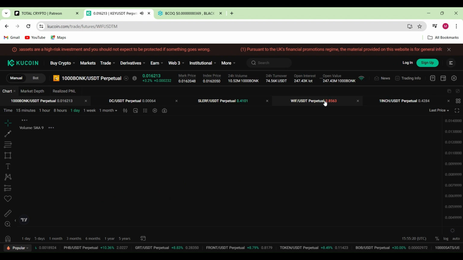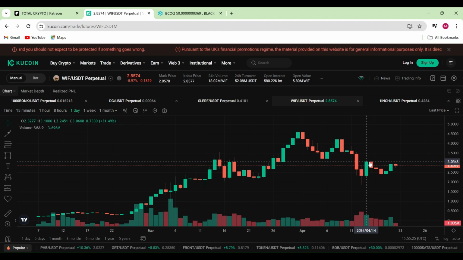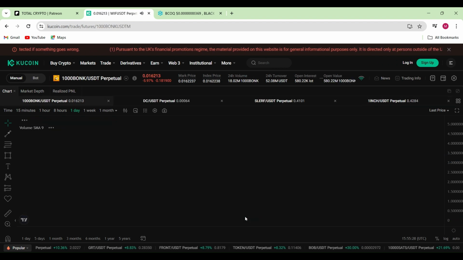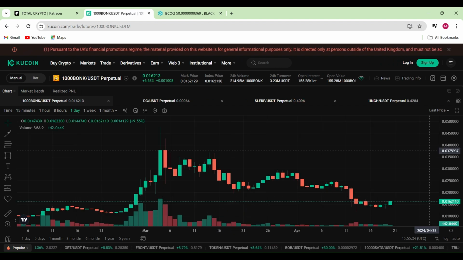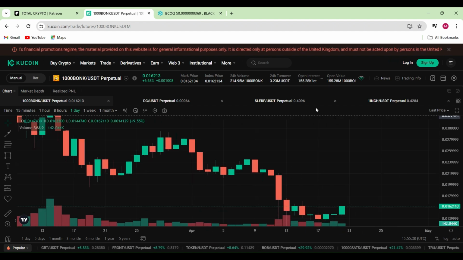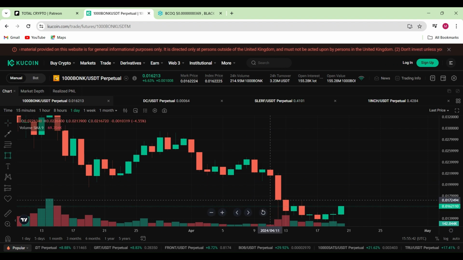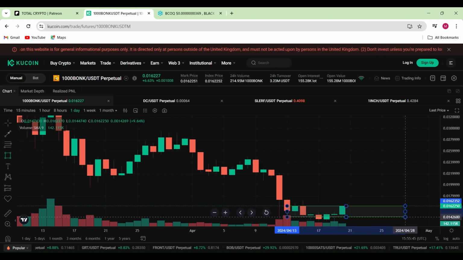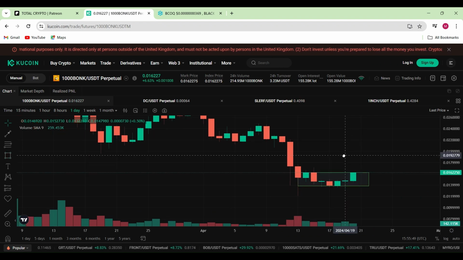Let's go into WIF. WIF looks like we just need to break. No, you know what? That's not. No, I don't like this one actually. Let's have a look at slerf. Slerf is not looking. Oh, actually, slerf is looking alright. Slerf could be a good one as a demonstration. Let's have a look. Right, okay, so we need to break up and above the rectangular box over here for me to consider an entry.